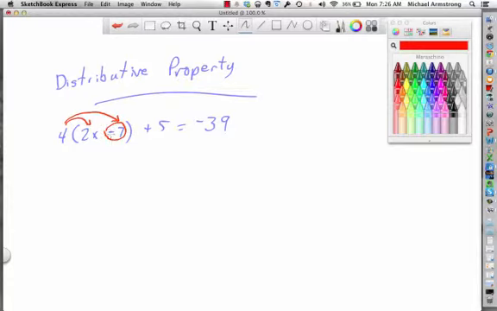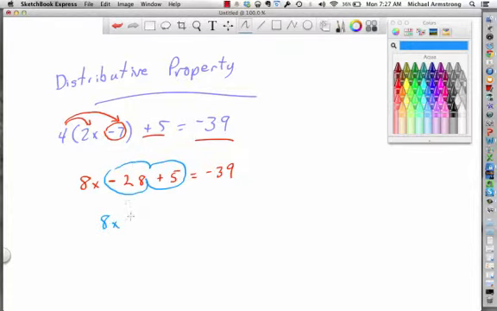In this negative 7, the negative sign goes with the 7. So 4 times 2x is 8x. And 4 times a negative 7 is negative 28. And then you just rewrite the rest. Plus 5 equals negative 39. And then we're going to combine those like terms. That's a negative 28 and a positive 5 are our like terms. So our 8x, a negative 28 and a positive 5 means that I have a negative 23, I believe.